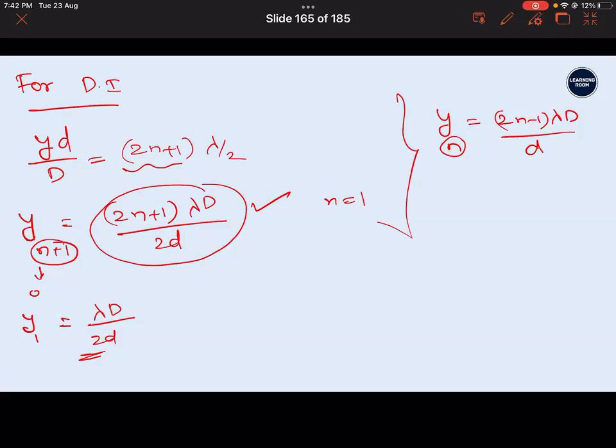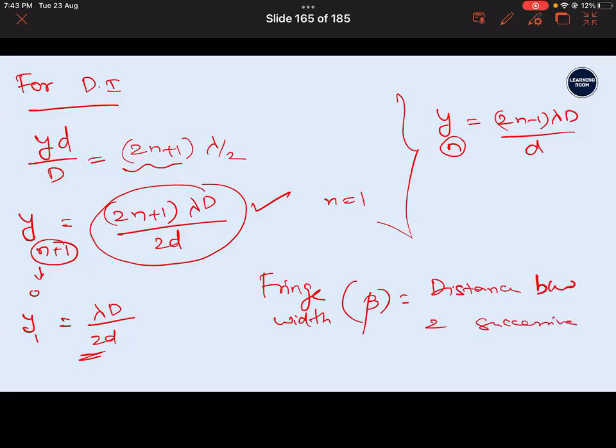Right, are you ready to proceed? So I told you about this fringe width, right? So what is fringe width equal to? It is the distance between two successive dark or bright fringes.